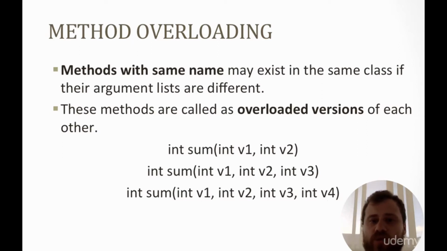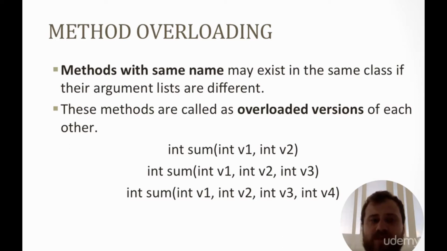When we are asked to write another method with the exact same operation or similar operation but with different arguments, we may use the same method name. Otherwise, we would need to find a different name for all the methods. Let's say this method's name would be sum two integers, this sum three integers, sum four integers. So this is not a reasonable solution. In this case, finding the correct method would be so hard. That's why we use method overloading.